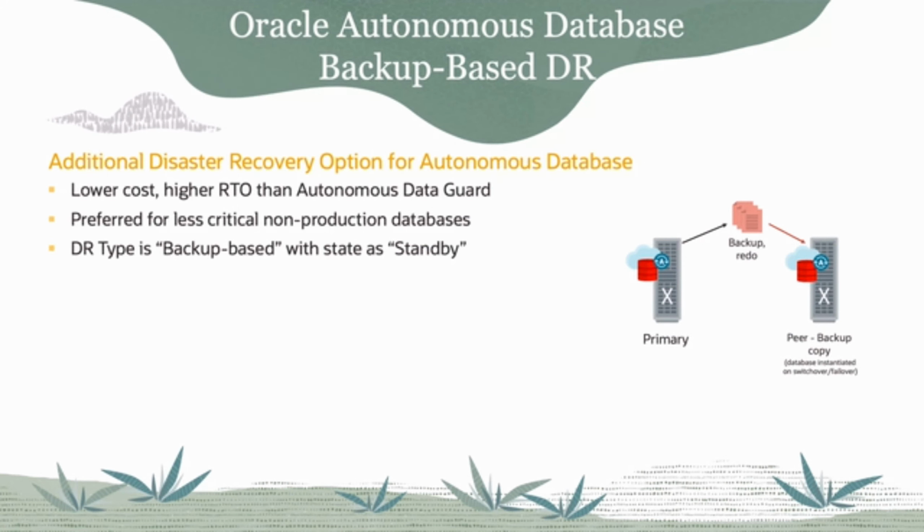In the OCI console, for the disaster recovery menu option, you will see the DR type column will have the value as backup based and the state column will have the value as standby for this type of disaster recovery. Note that the term standby here doesn't mean the standby database. The peer role value would be a backup copy, which in case of autonomous data guard will have a value standby, since it creates a standby copy of the primary autonomous database in case of autonomous data guard.